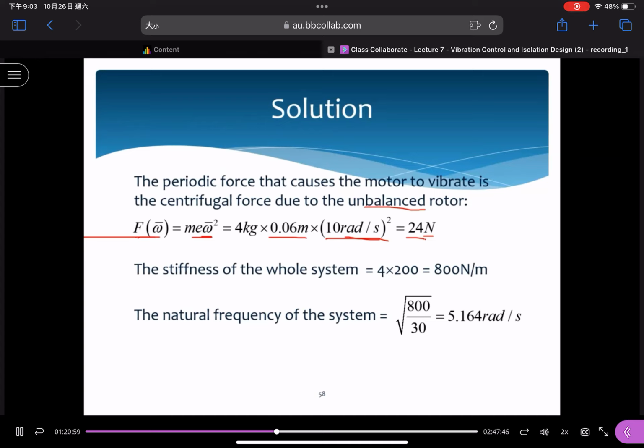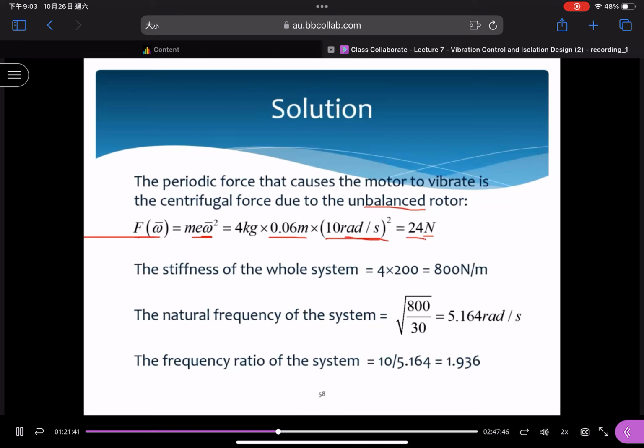How about the frequency ratio? What's the frequency ratio? The frequency ratio is this one, correct? The external frequency divided by the natural frequency. Okay, is this a resonance case or not? This is not a resonance case because the external frequency is not exactly equal to the natural frequency. If it is equal to 1, resonance occurs. If it is not equal to 1, it means that no resonance occurs.